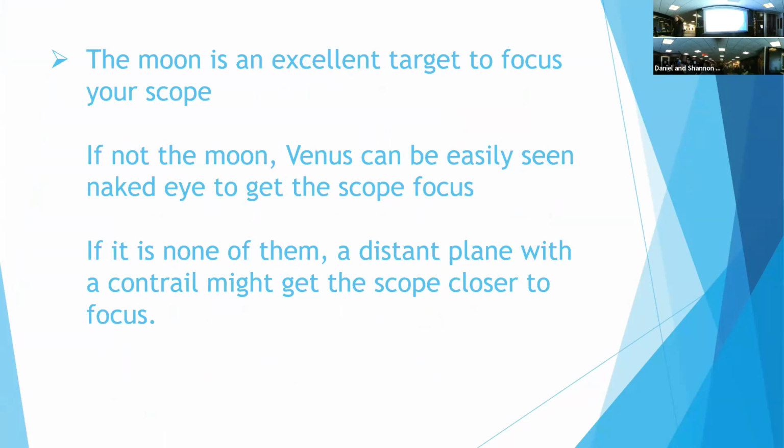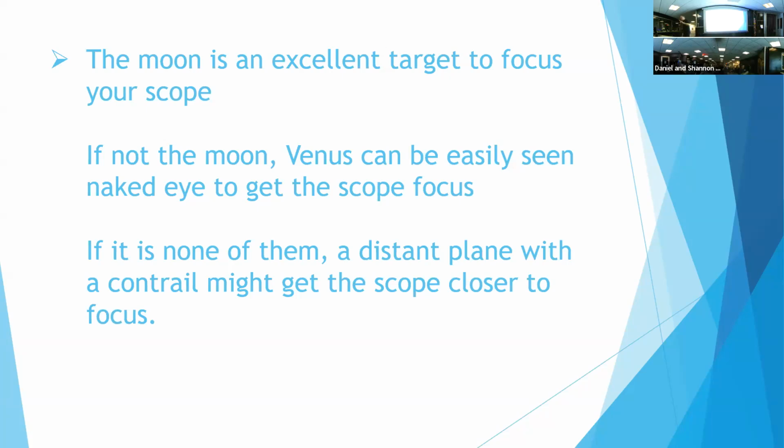So if Venus is in the same part of the sky where your target is, you can focus on Venus, and that's it. Do not touch the focus knob. Now, if there's no Moon or Venus on the side of the sky where your target is, a distant plane with a contrail might get the scope closest to focus.